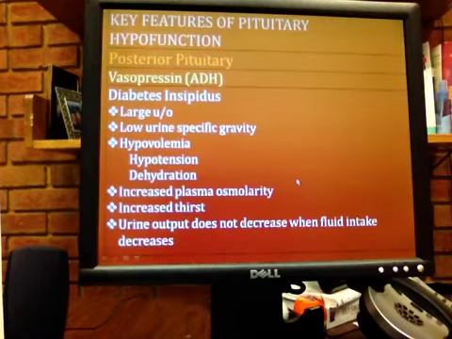All right. If you have posterior pituitary dysfunction, then mainly you're going to see a decrease or a deficit in vasopressin, producing diabetes insipidus. And we'll talk more about diabetes insipidus down the road, but these are the symptoms of diabetes insipidus. Way too much urine is produced because you don't have enough of the antidiuretic hormone.